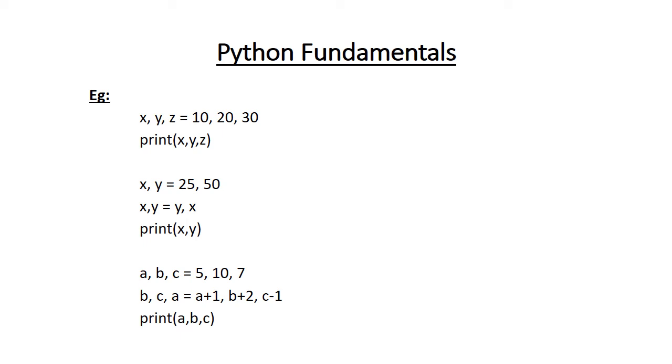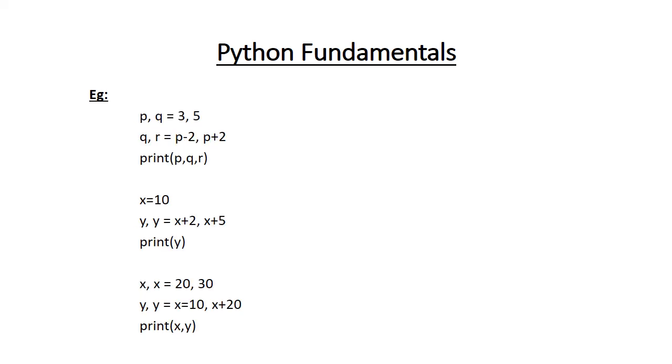Now the third example: a, b, c = 5, 10, 7. Now b, c, a = a + 1, b + 2, c - 1. Means b = a + 1, c = b + 2 and a = c - 1. Please predict the output. Three examples are given. Please predict the output of all the three examples.